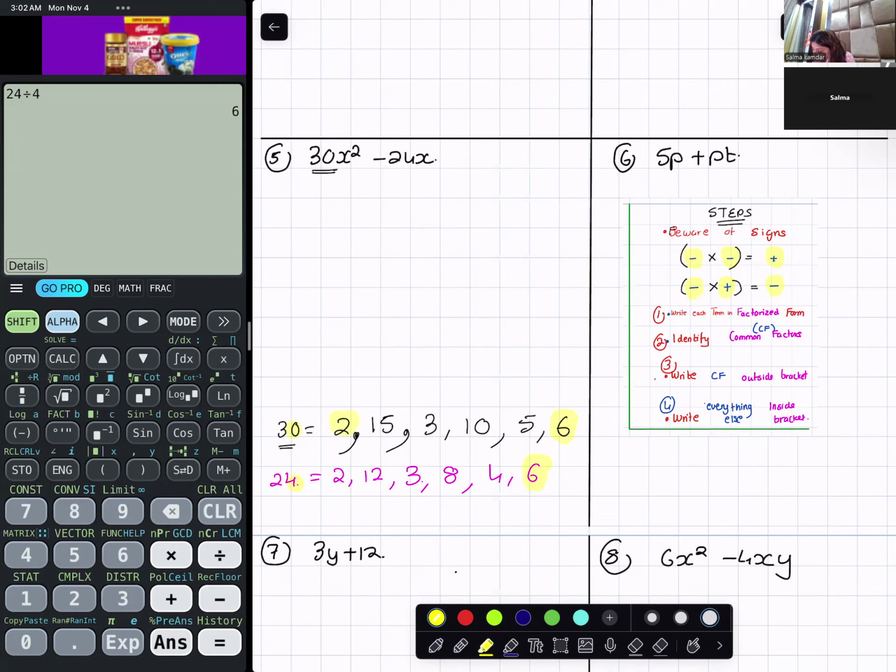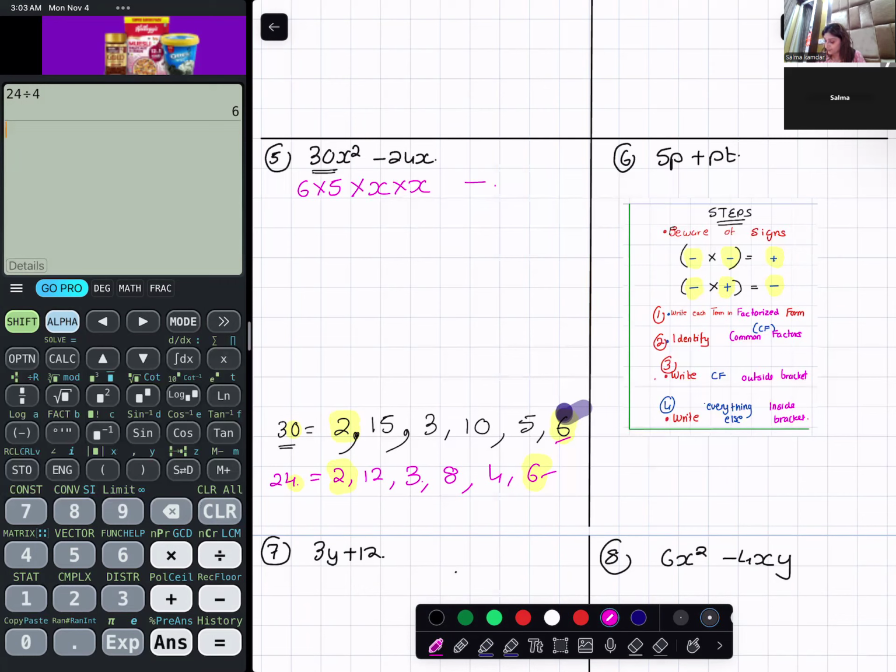Anything else you can see? 2. Anything else you can see? Nothing. So 12 would be the common factor. But 12, does it go for 30? No. So I will use the common factor as 6, the highest common factor. So 6 into 5 is 30, and x square I will write x into x.